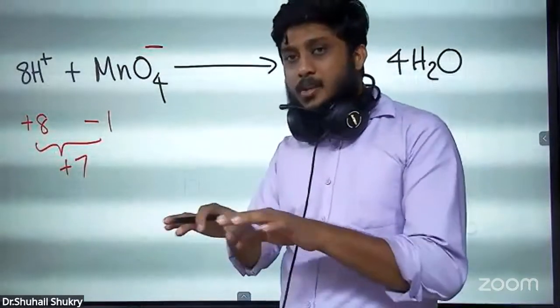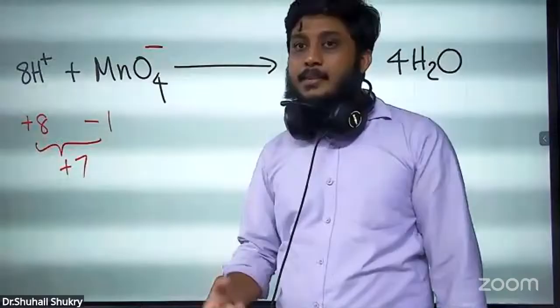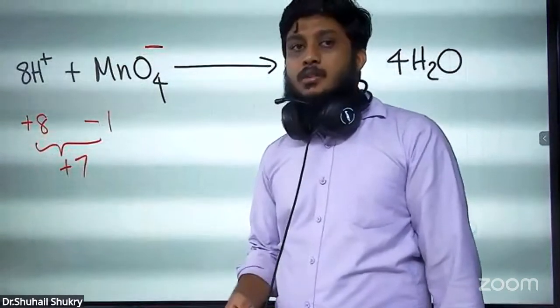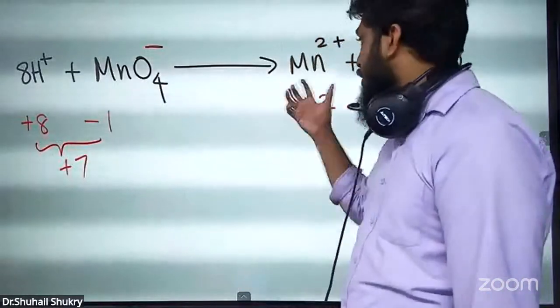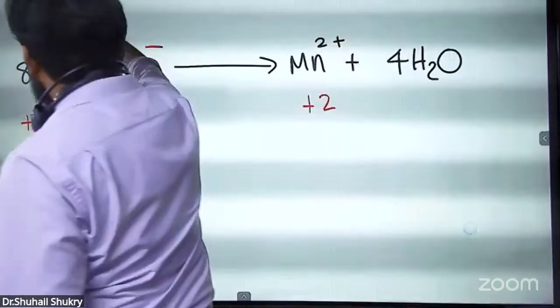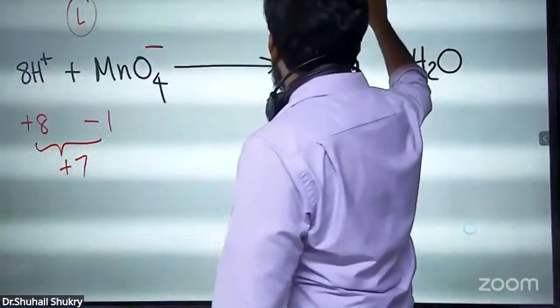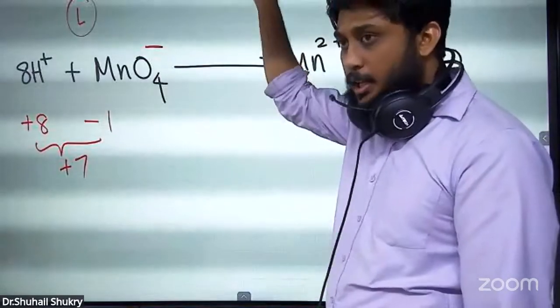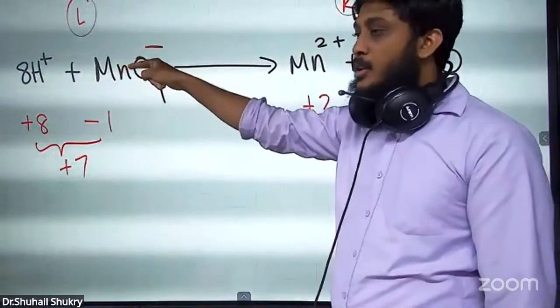Therefore, I can balance the charges only by adding electrons. What is the charge of an electron? Minus charge. So where should I add the electrons? This is the right side, this is the left side. Where should I add the electrons, to the left side or the right side? I should add the electrons to the left side. Why? Because it is plus 7.